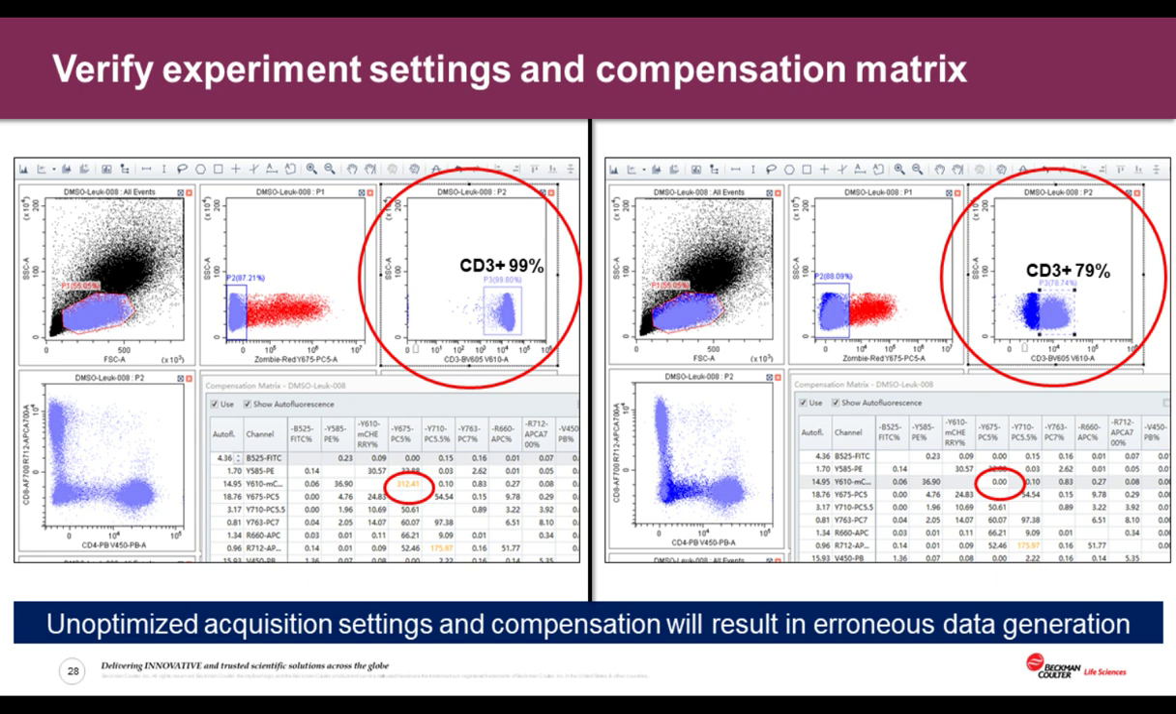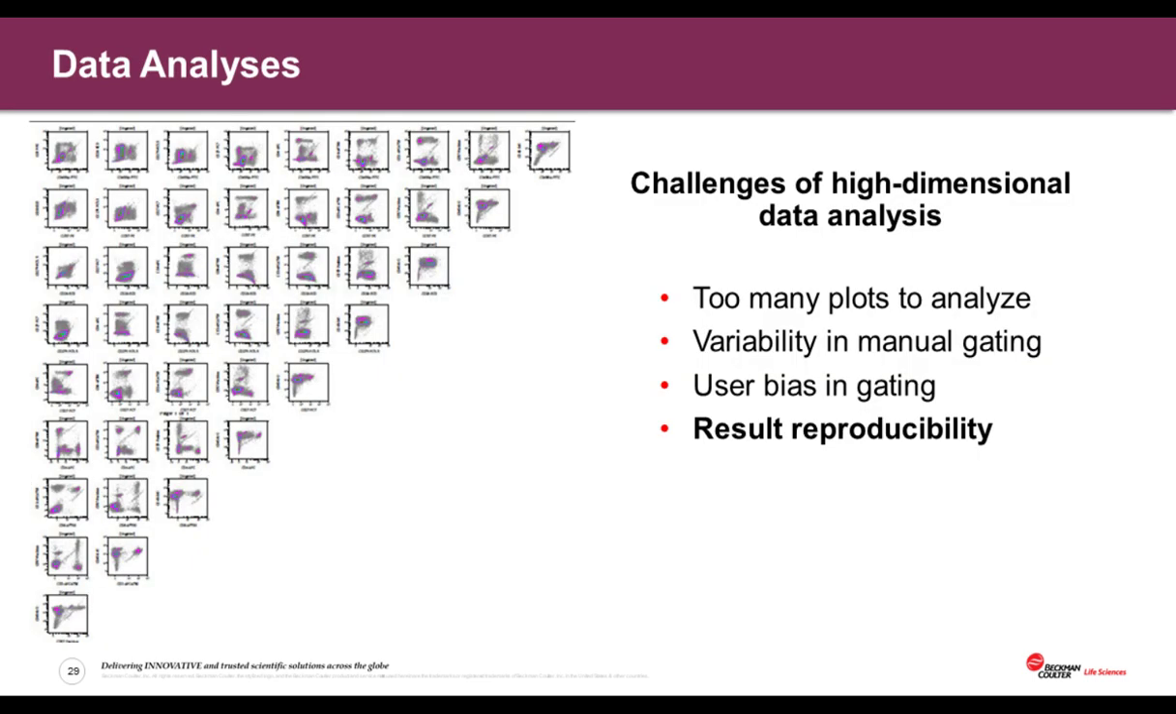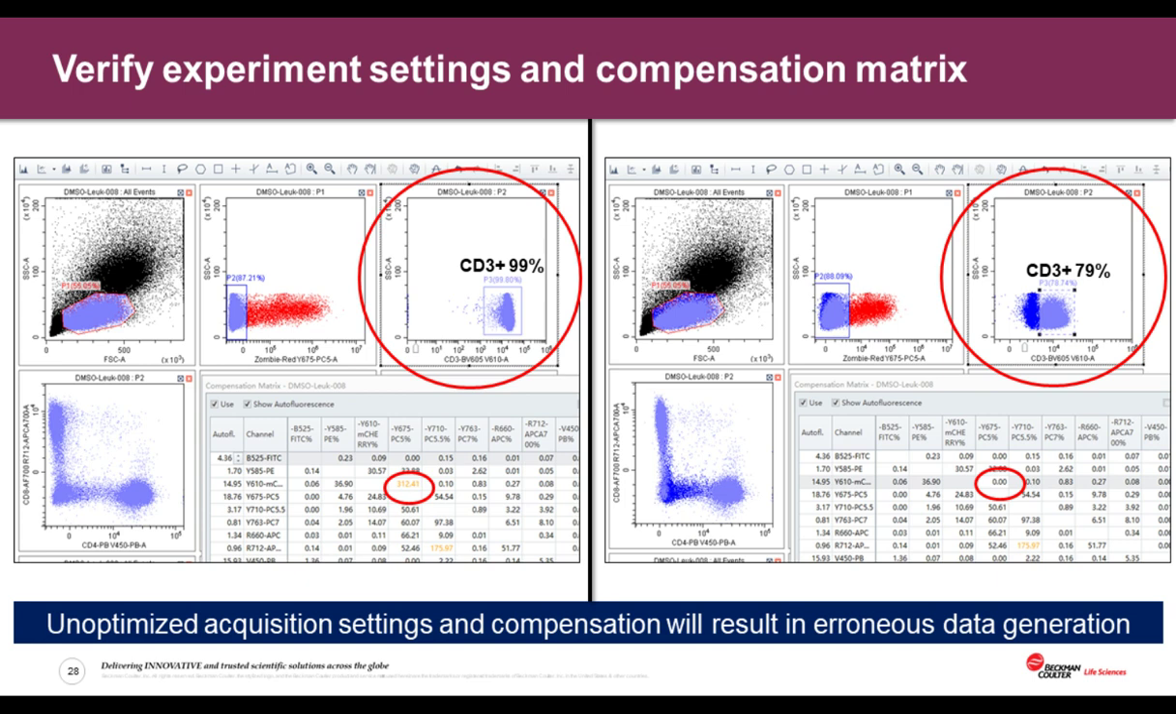So then you go on to validate, and if you look at your compensation matrix, you can see that some of these values are really high. You may think to check the compensation matrix based on your FMOs. After you check and adjust the compensation matrix, you realize that the actual population of CD3 positive events is 79%. And you realize that the compensation error occurred due to the overcompensation of your zombie red that spilled into your BV605 channel.